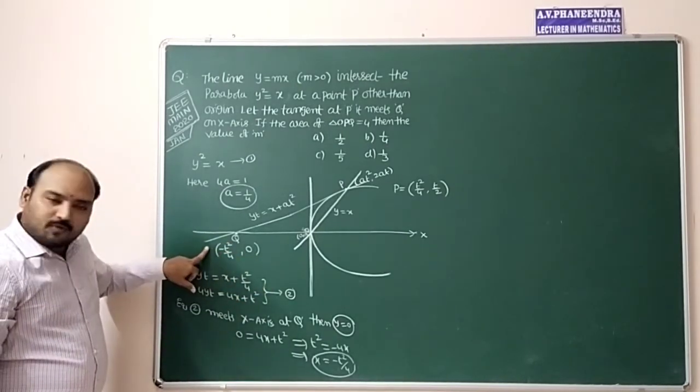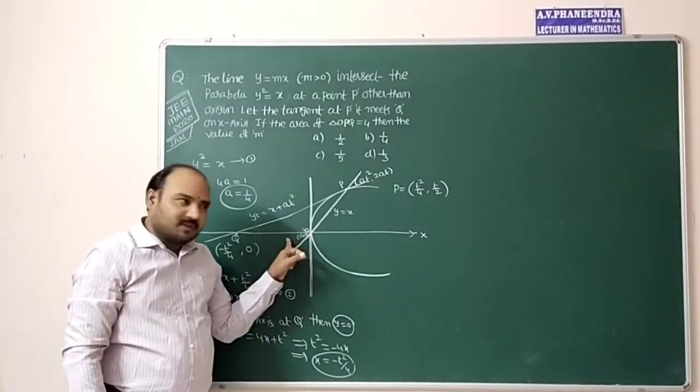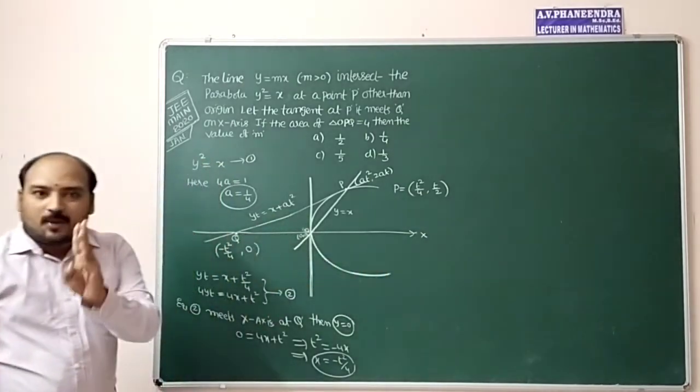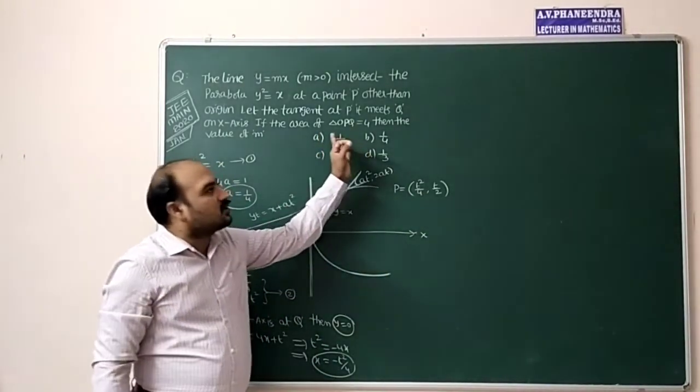We got the value of Q, and the origin is (0, 0), and the point P is (t square by 4, t by 2). Whenever t is there and the area of the triangle is also given.